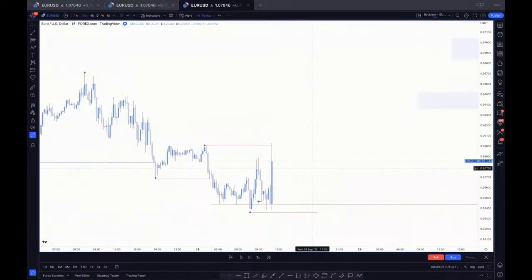Now, something you also notice here is that because this is our swing high, this is our swing low, all this movement here is internal movement. This was a high, and then this high was actually taken out by this movement here. So we can actually just draw that.